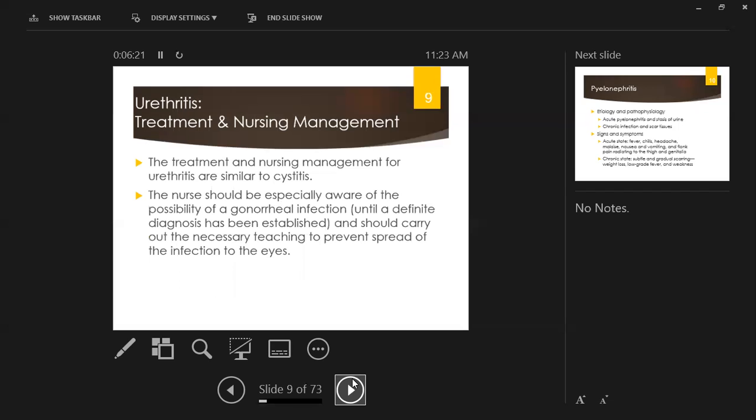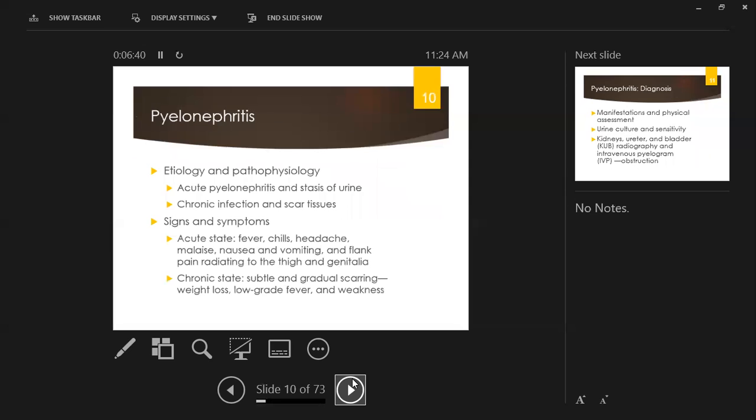Treatment of urethritis and nursing management, very similar to cystitis. We'll give them antibiotics. However, the nurse should be especially aware of the possibility of a gonorrheal infection until we have a definite diagnosis. And we should carry out important teaching to prevent spreading the infection to the eyes, which can cause blindness. Moving on to a different infection.